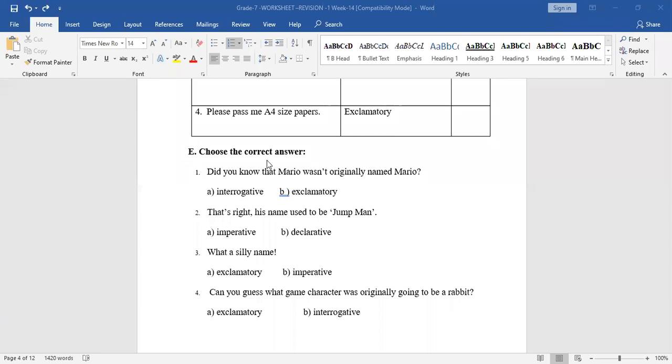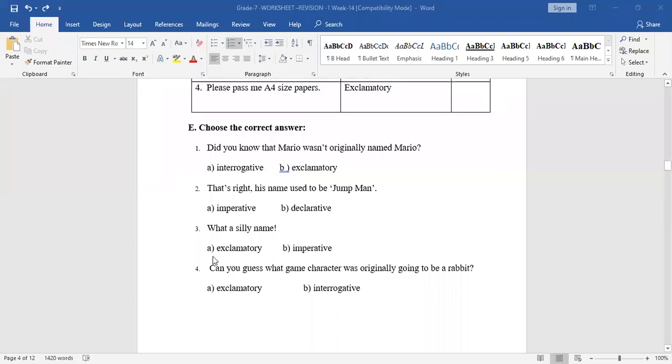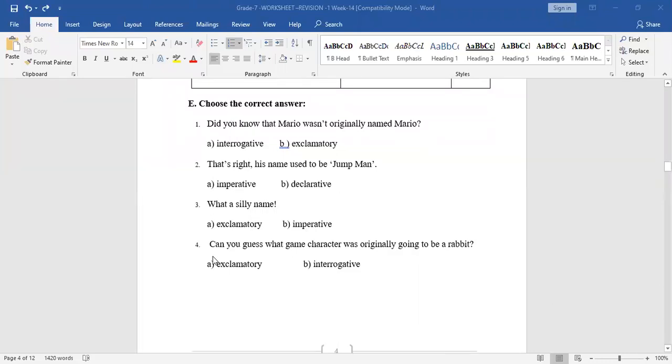Okay, number 3. Boys, can you hear me? Boys, what a silly name. What kind of sentence is this? Exclamatory. Okay. And number 4, can you guess?